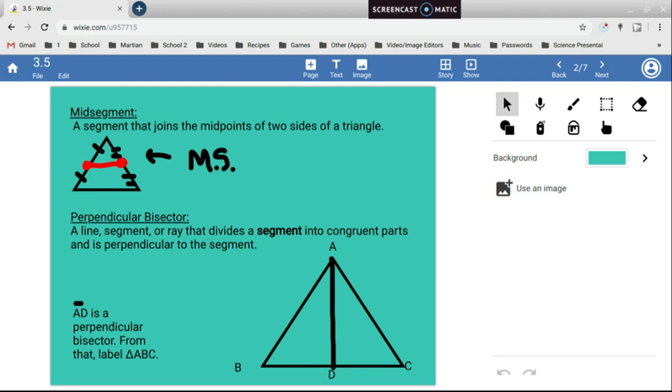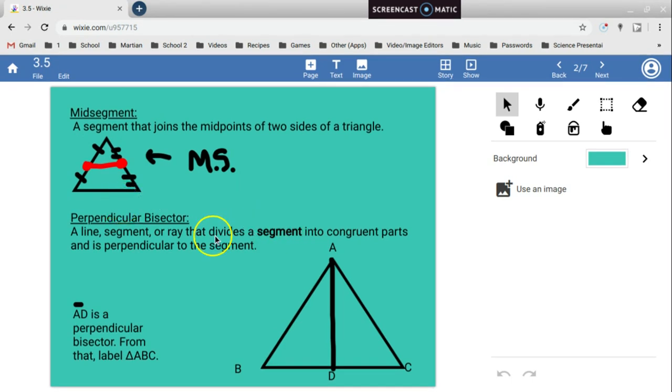Okay, and then perpendicular bisector. This is already kind of a term that you've learned, but we're talking about it within triangles right now. This is a line, segment, or ray that divides a segment. So I bolded that because there's another term that has almost the exact same definition, but the bold word is different. It divides a segment into congruent parts and is perpendicular to the segment. Well, I guess just basically the segment that it's bisecting. That's what it means.